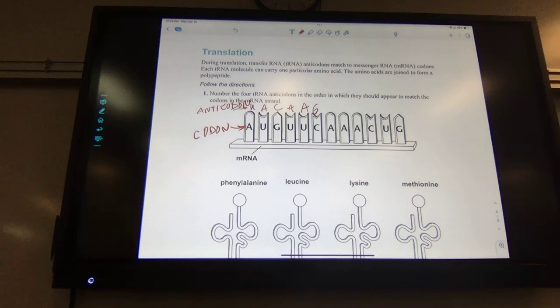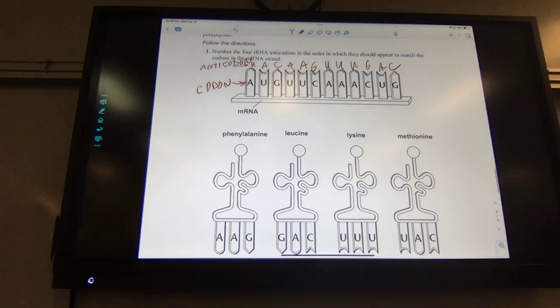AAG, UUU, GAC. So now you can see that leucine is going to go right there. Lysine is going to go right here.